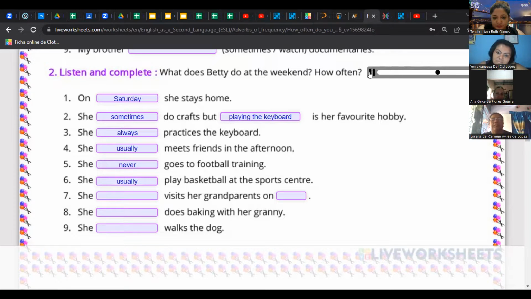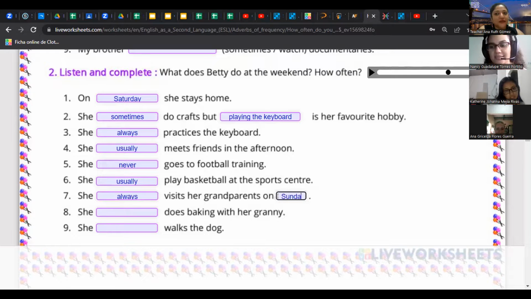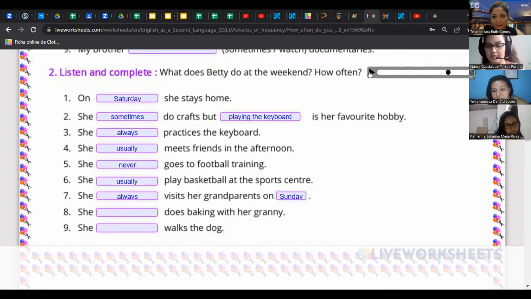What about number 7? What about Sunday? What do you do on Sunday? I always visit my grandparents. Always. Which is the day of the week she visits her grandparents? Sunday. Very good. Not Saturday. She visits her grandparents on Sunday. What do you do at your grandparents' house? I sometimes do baking with my granny.